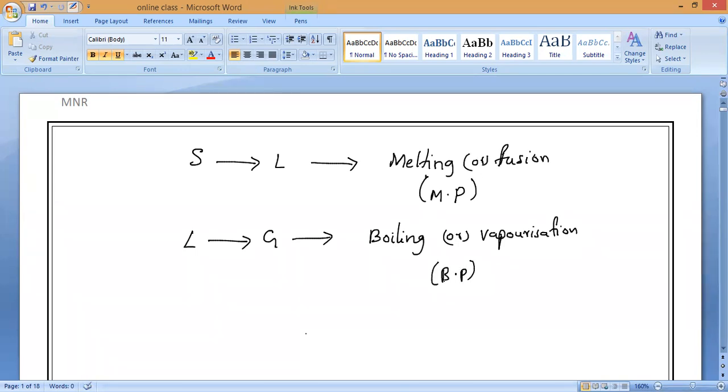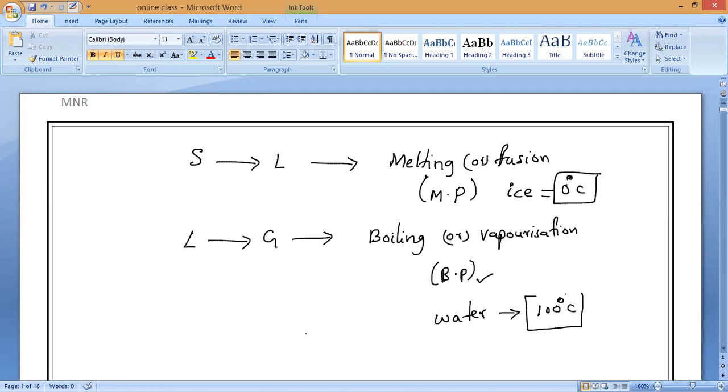Yes or no? For every substance it will be different. For example, what is the melting point of ice? It will take 0 degrees Celsius. Yes or no? In the same way, what is the boiling point of water? 100 degrees Celsius.